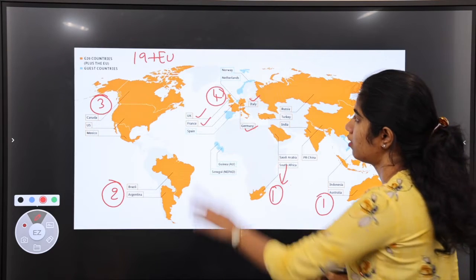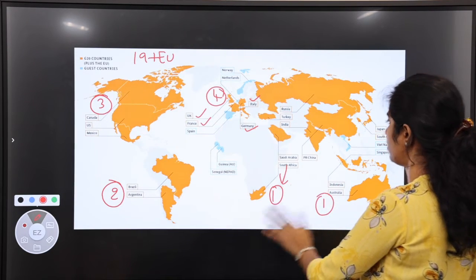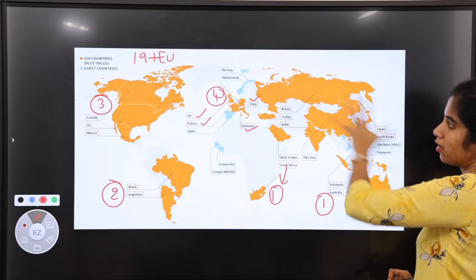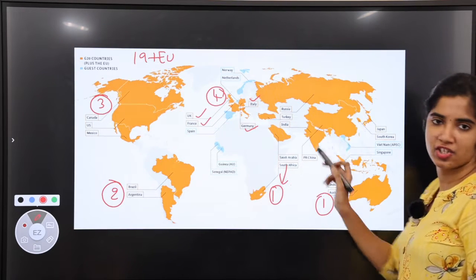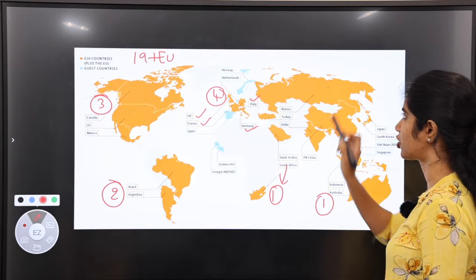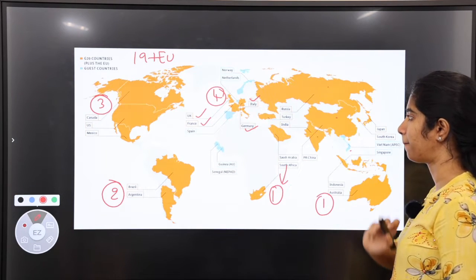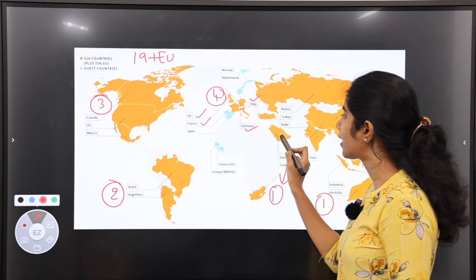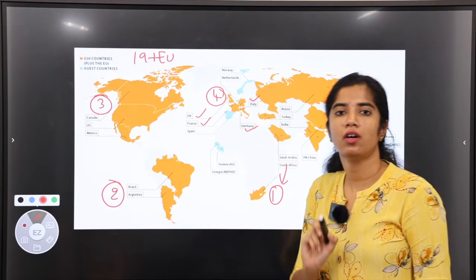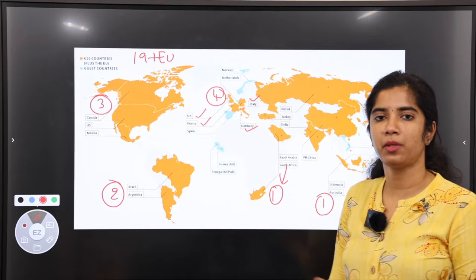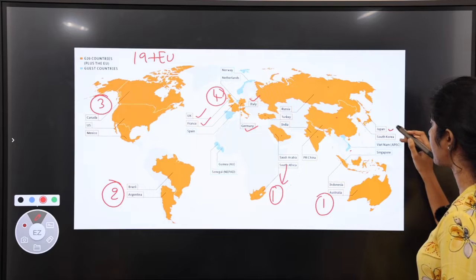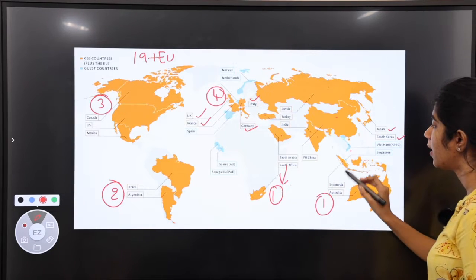So if you see here, 7, 9, 10, 11. The rest, 8 countries, are in this region. You can see the major economies here are Russia, China, India. Then in this Arabic region, Saudi Arabia and Turkey. Turkey is also a major economy in G20. Other countries are Japan and South Korea.